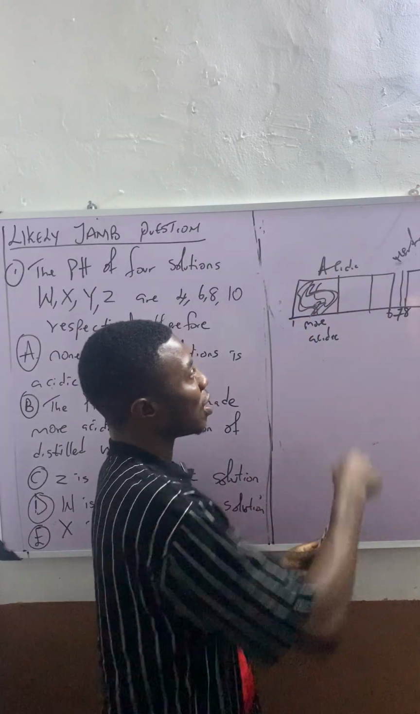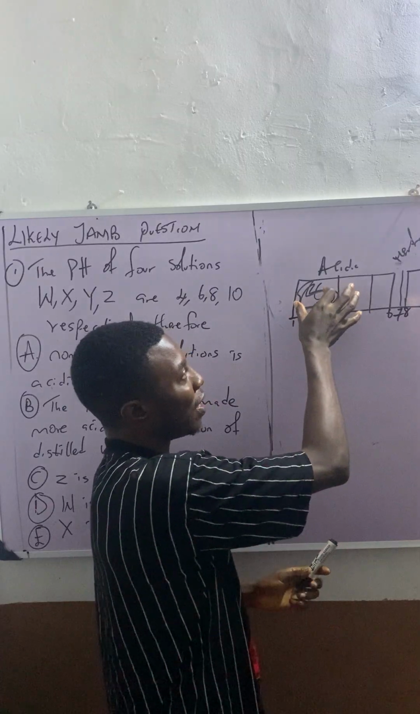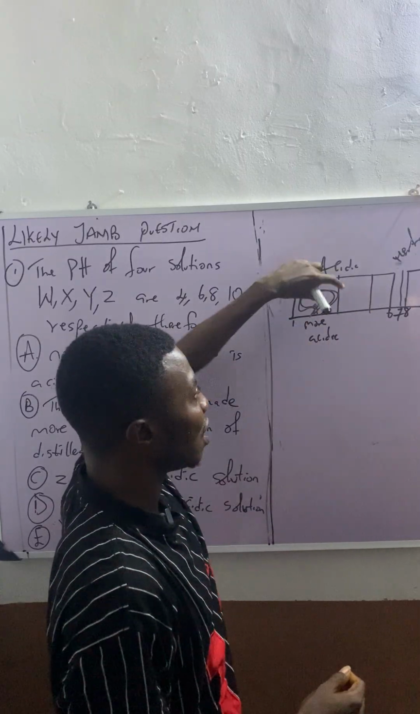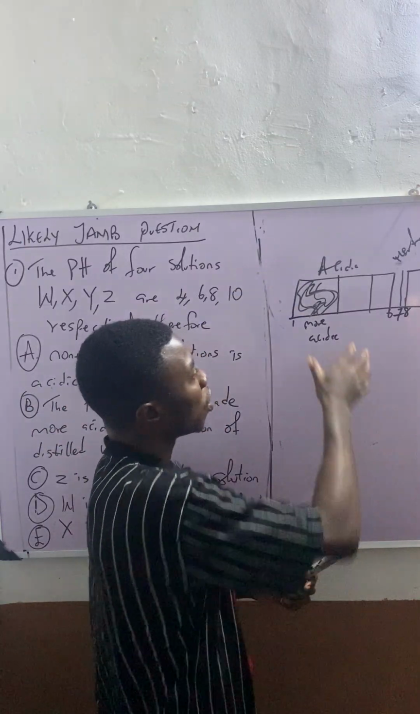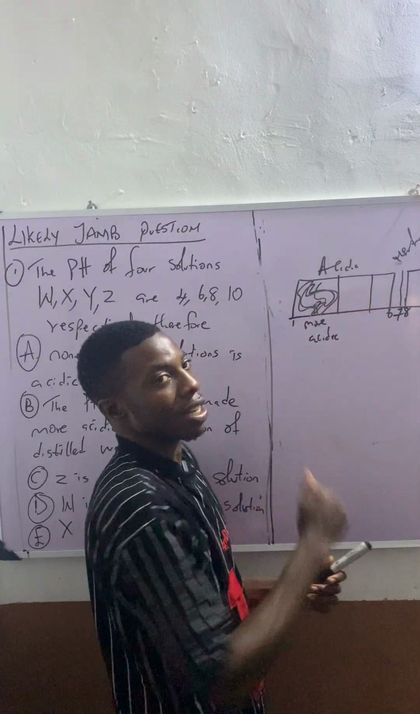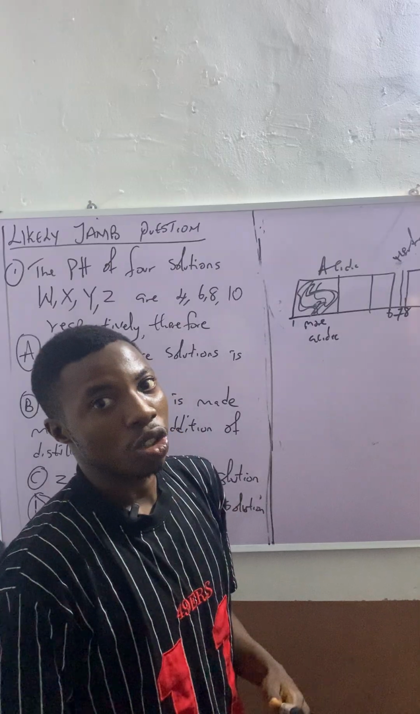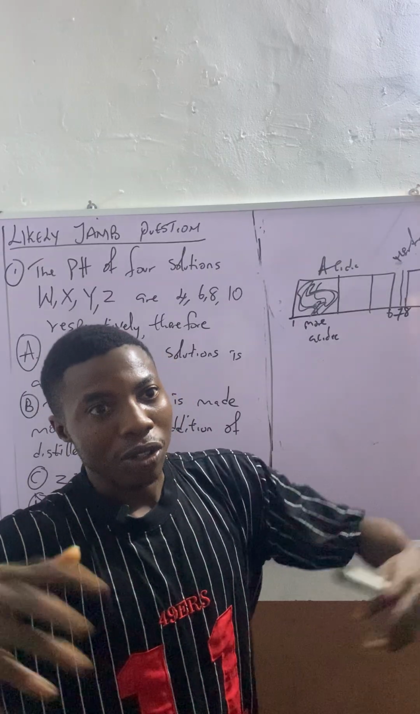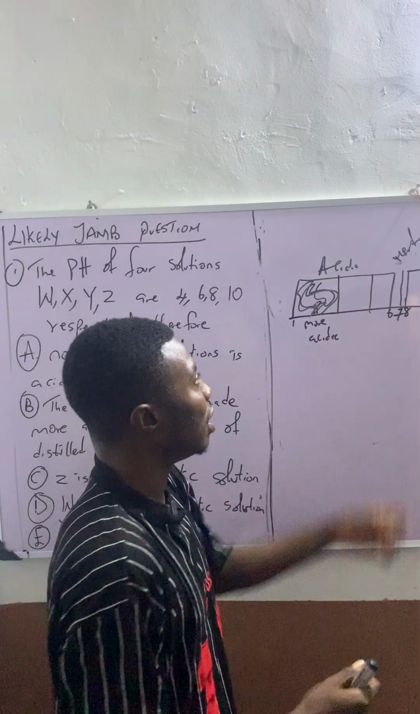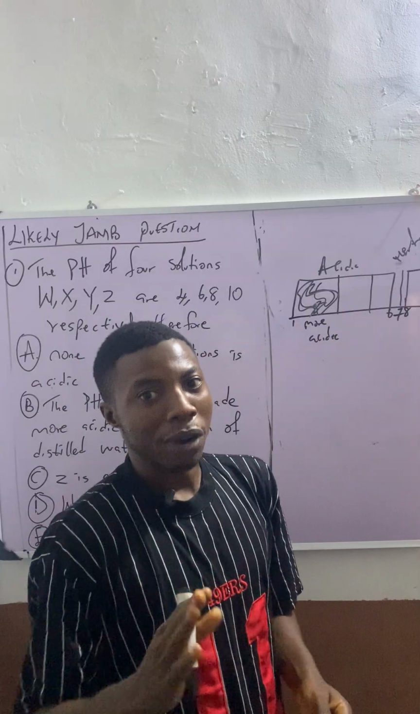So any substance or compound that is acidic and found around here is going to be more acidic. Now, the strong acids are here, while the weak acids are there. The strong acids are the ones that ionize completely in water, giving out hydrogen ions, while the weak ones are the ones that ionize partially.